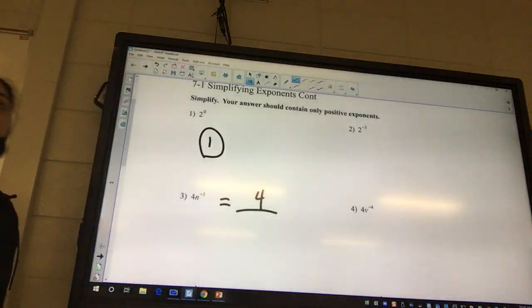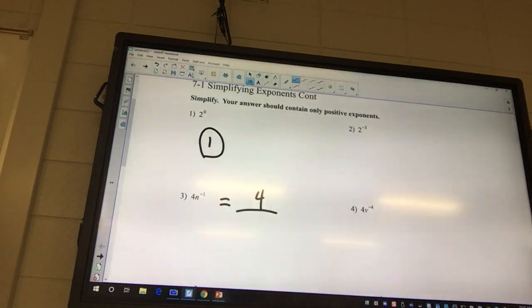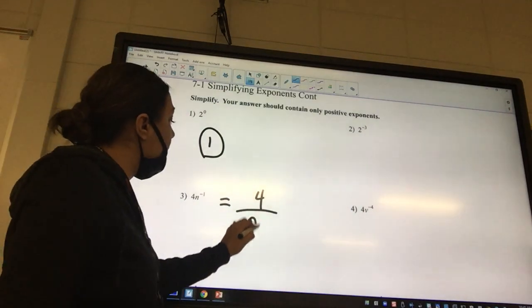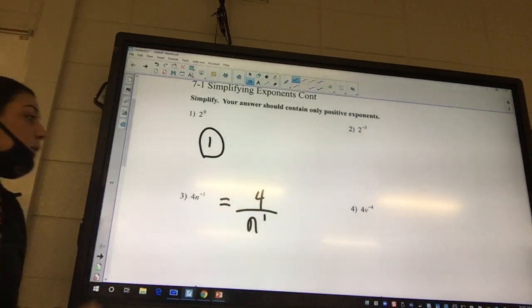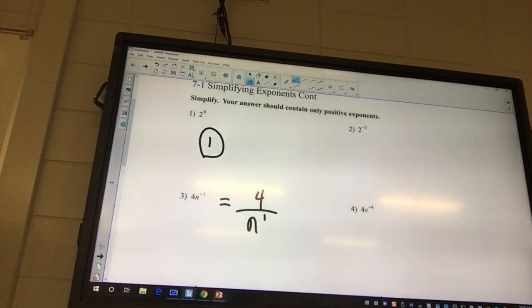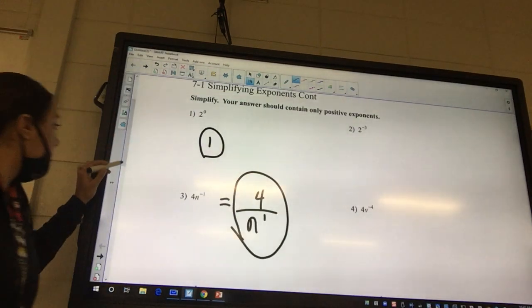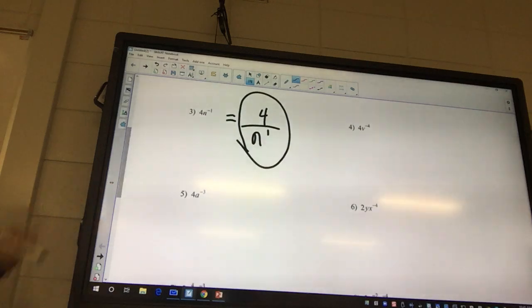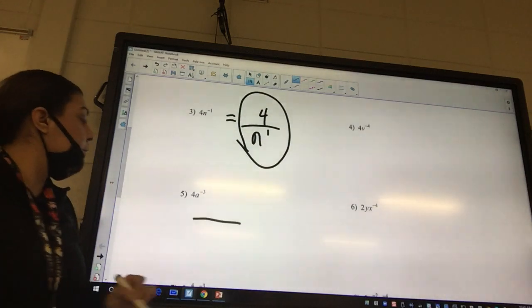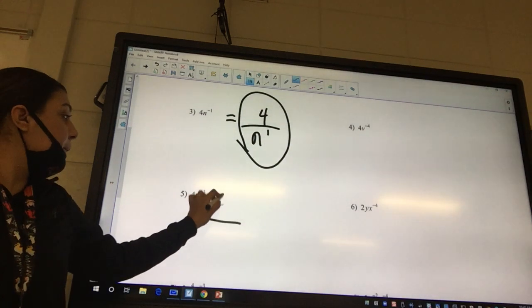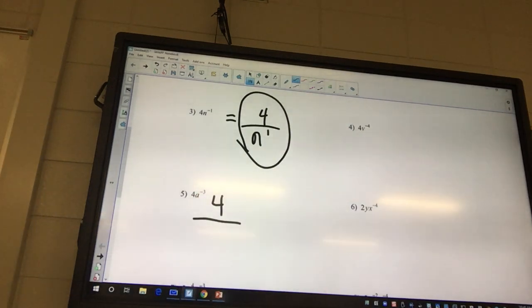What about the n to the negative 1? Go to the bottom. Why? Because it's a negative, so the negatives we need to move. So it's going to be n to the positive 1 now. The only difference is we moved it to the bottom. And this one is our answer. Okay, 5. Where does that 4 go? Top. A to the negative 3.